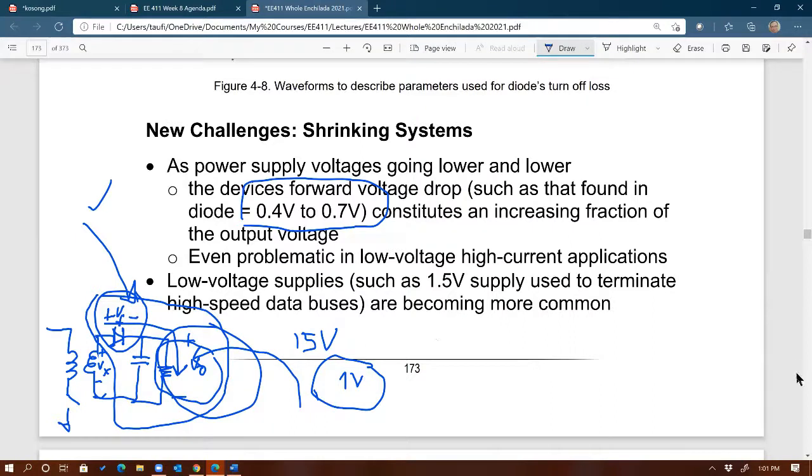So hopefully that makes sense to you why, when the output voltage goes lower, we have a problem using this diode, more specifically in terms of the forward drop across this diode. It is a small drop, but when the output voltage becomes even lower, then yeah, we've got a problem.